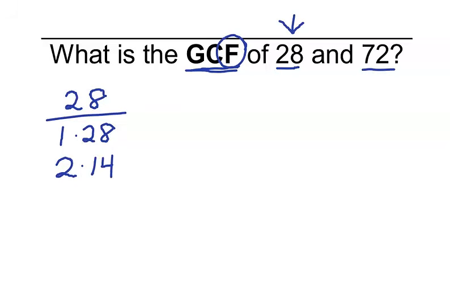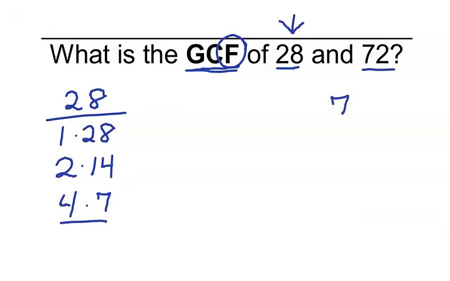3, I know doesn't go into it because 8 plus 2 is 10. 3 doesn't go into 10. 4 doesn't go into it. Actually, yeah, 4 does go into it. I know it does. 4 goes into 28. Yeah, 7. 7 times 4 is 28. How about 5? Nope. 6? No. And 7? Yeah, it does. But now we're repeating, so we can just stop right there.